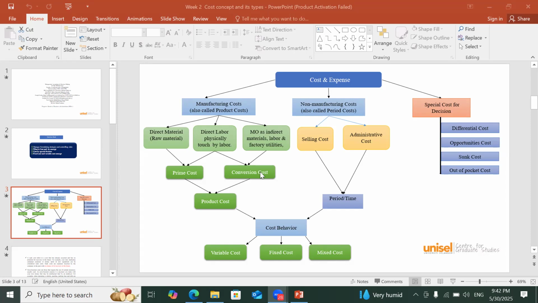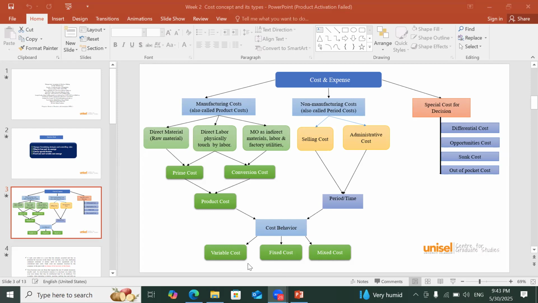Again, we can take another main point, cost behavior. The cost behavior comes from product cost or period cost, that means production related and not production related. This cost behavior we can design under three heads: variable cost, fixed cost, and mixed cost.